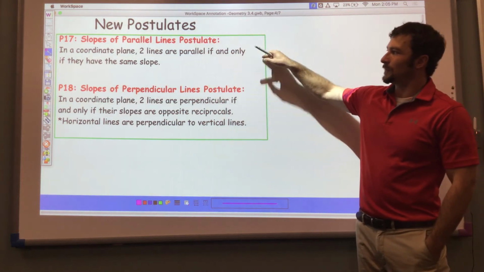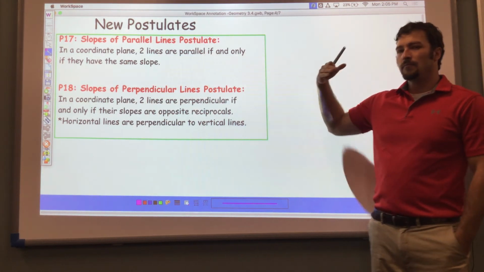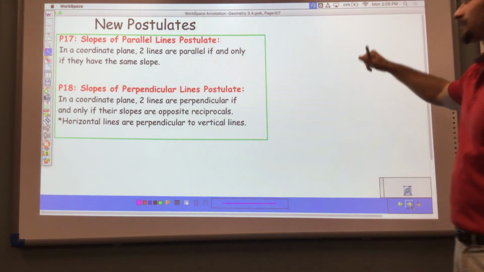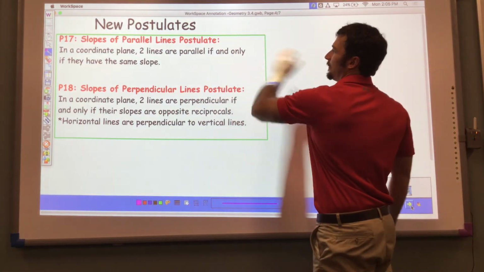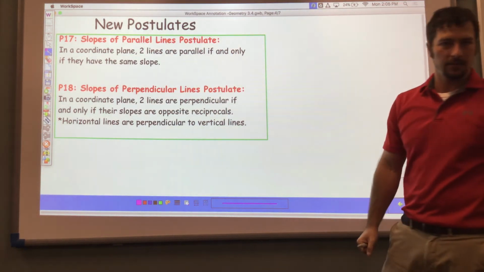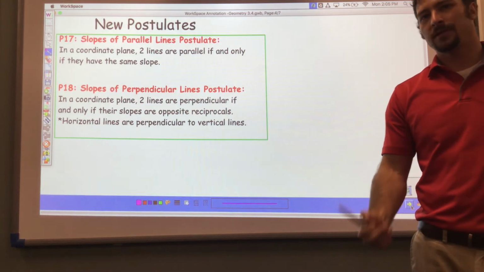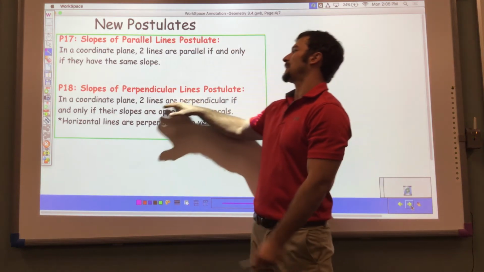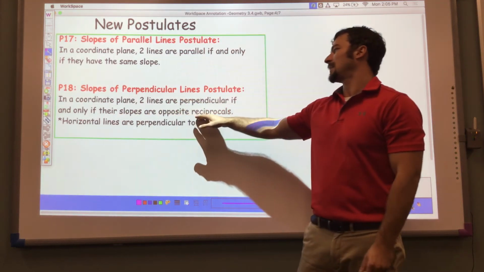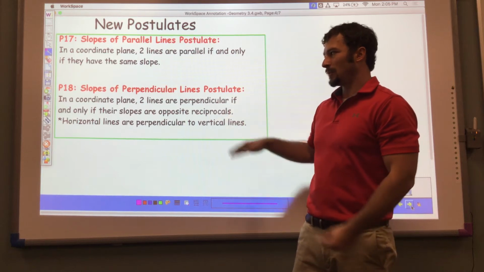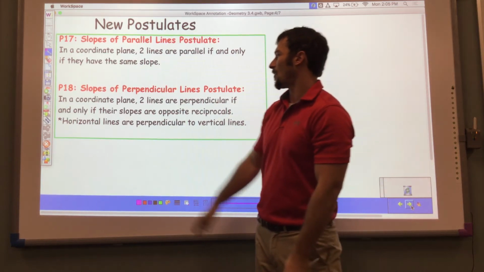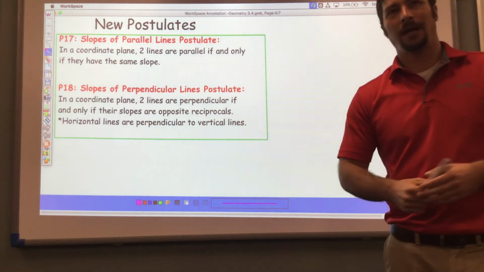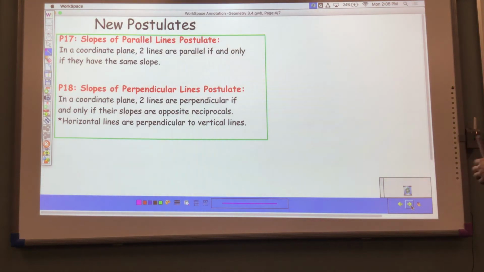Now, to talk about these two, they're relating parallel and perpendicular lines to slope. The first one talks about slopes of parallel lines. Two lines are parallel if and only if they have the exact same slope. So if the slopes are the same, we say they're parallel. Perpendicular lines: two lines are perpendicular if and only if their slopes are opposite reciprocals. The only exception is that horizontal lines are perpendicular to vertical lines, because undefined and zero aren't really opposite reciprocals. So that's one exception.